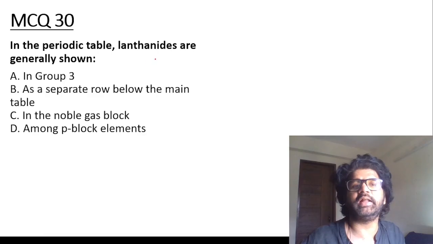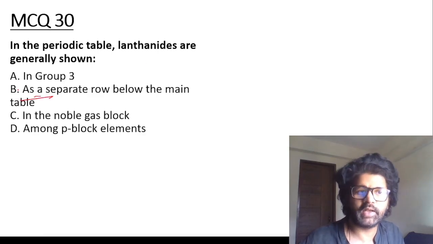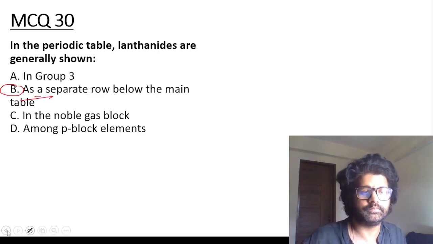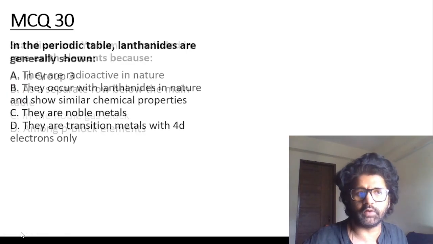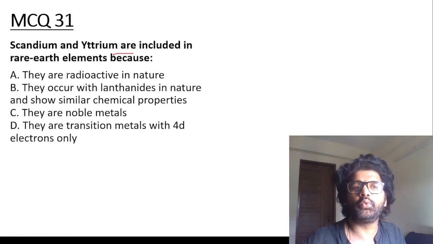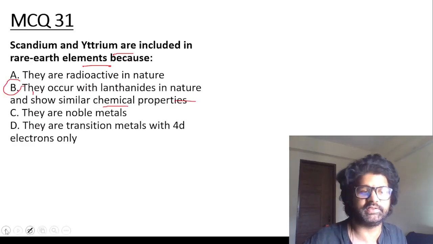In the periodic table, lanthanides are generally shown, as I've shown you, as a separate row below the main table. You see, a separate row below the main table. Whenever you see these questions, you pause me and try to solve it. Scandium and yttrium are included in rare earth elements because they occur with lanthanides in nature and show similar chemical properties. That's why.